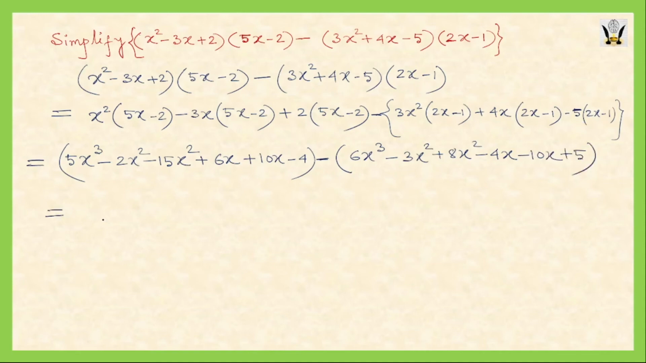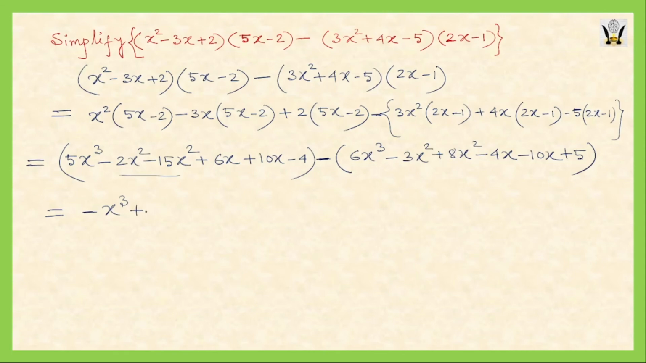Now what we will do is we will combine the like terms. So 5x cube, and from here it is minus 6x cube. So finally it will be minus x cube. Simply we can simplify in this line itself, it is simple. Then minus 2x square, and then minus 15x square. So from here it becomes minus 17x square, 8x square, and minus 3x square. So it is plus 5x square.